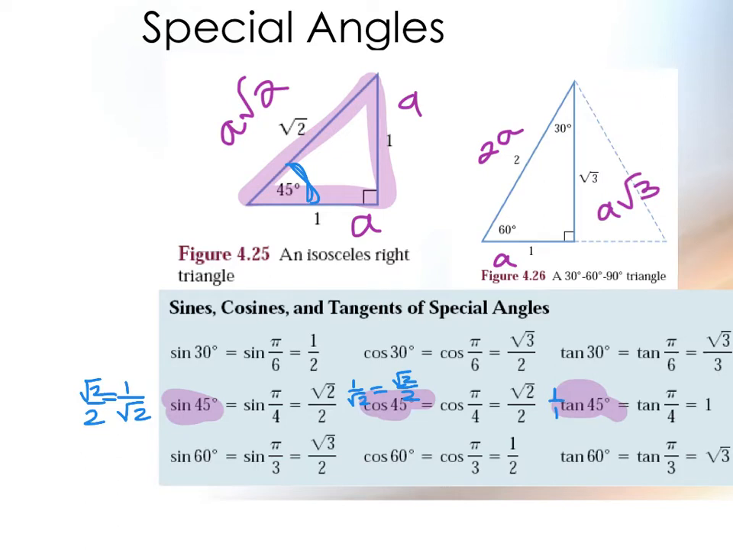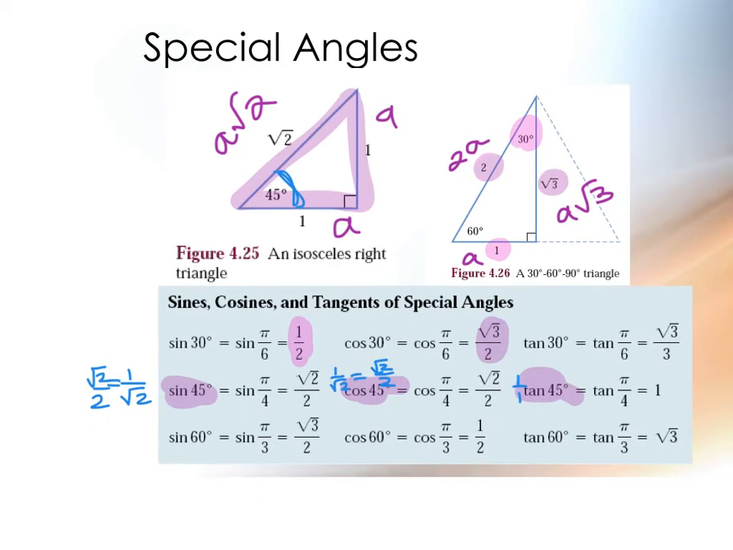If I do the same thing with 30 degrees, so now I'm coming over here to 30 degrees. If I want to do sine, it's opposite over hypotenuse, that's 1 half. If I want to do cosine, it's adjacent over hypotenuse, which is root 3 over 2. And if I want to do tangent, it's opposite over adjacent, which is 1 over root 3, and that gets rationalized to root 3 over 3.